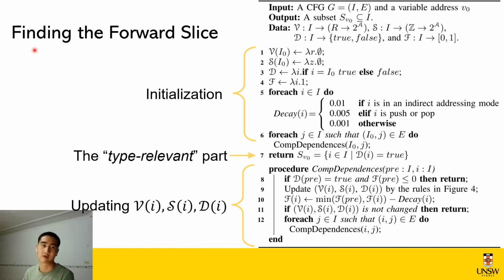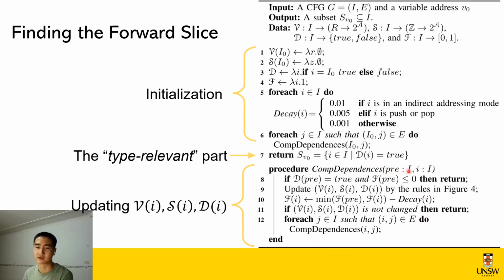So here is the algorithm that finds the forward slice. First, it does initialization from I0 and lets every instruction have phase 1, and it follows the control flow from I0 to call compute dependencies from I0. And compute dependencies does things to update VISA and DI.